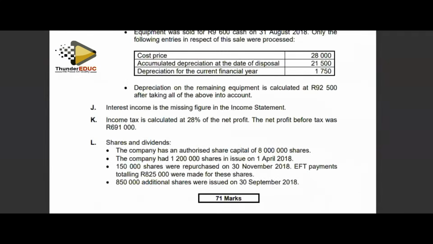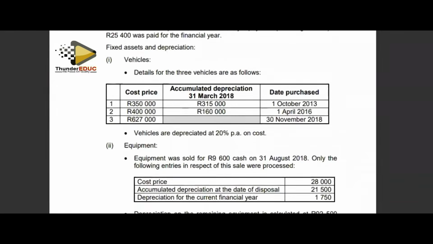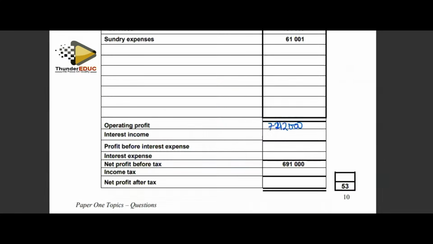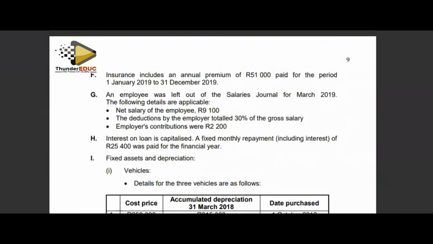So when we go to the question here, we have to look what the other part is. Let me take you back here. What are we looking for? Remember, we are following the format, right? We are looking for interest income. So we have to go to the question and look for that interest income. Interest income, let's look for it.